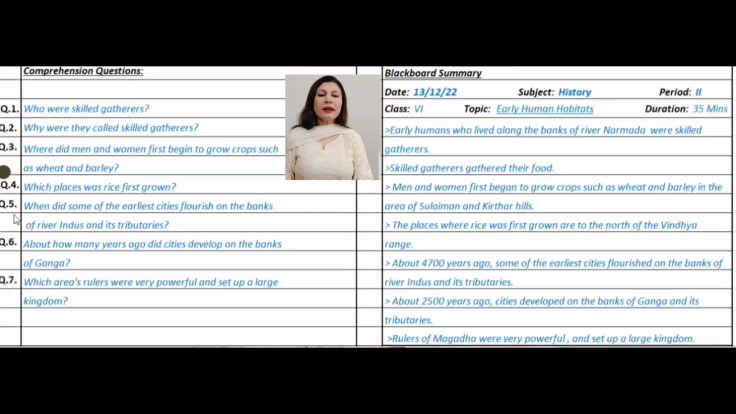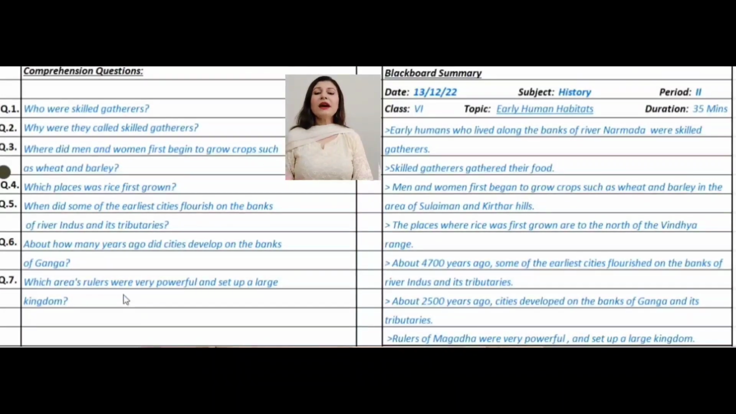Then you can ask, when did some of the earliest cities flourish on the banks of river Indus and its tributaries? Children will give the answer. About 4,700 years ago, some of the earliest cities flourished on the banks of river Indus and its tributaries, and you will write that answer on the blackboard to prepare your blackboard summary.